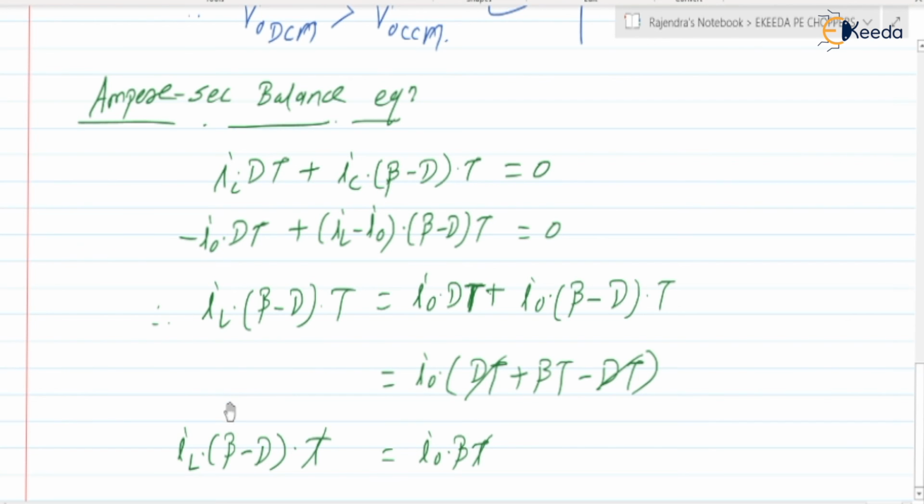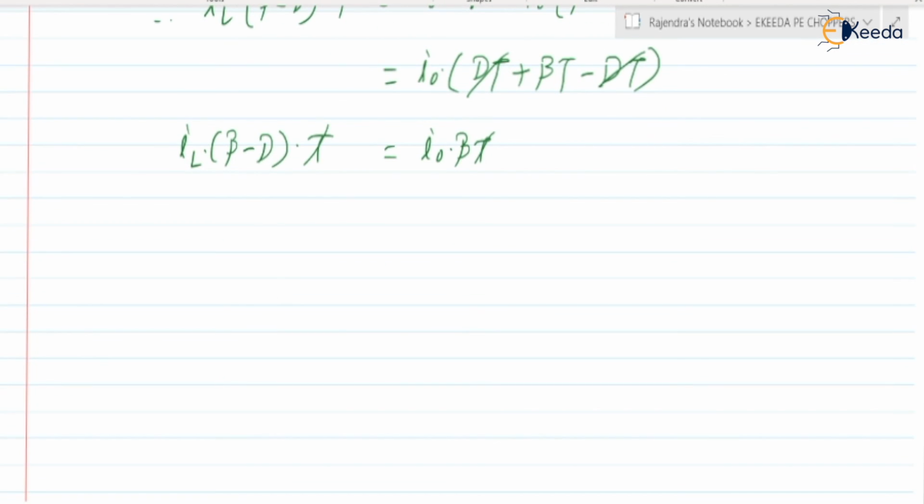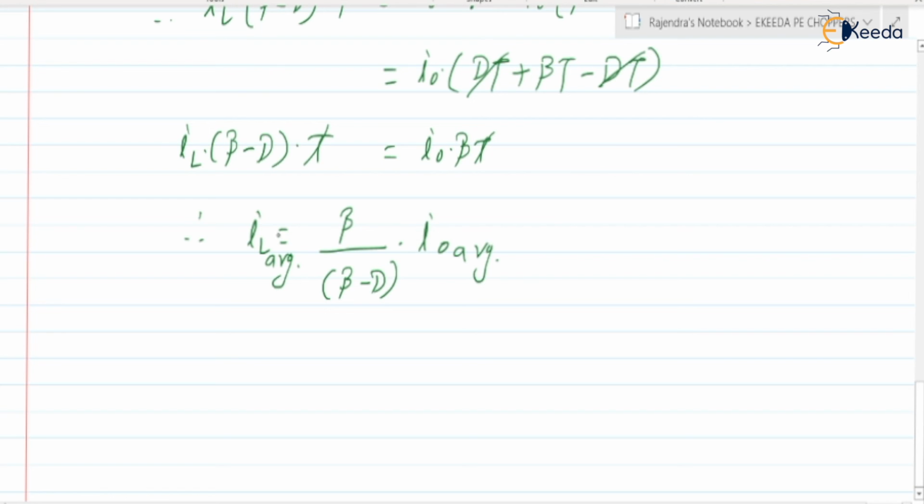So therefore we can write IL is equal to what? This T also gets cancelled. So IL is equal to beta upon beta minus d into I0, or IL average is equal to beta upon beta minus d into I0 average, right? So this is the expression for the average inductor current. Is this clear? But this is valid only for discontinuous conduction.